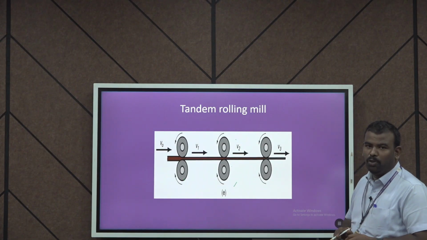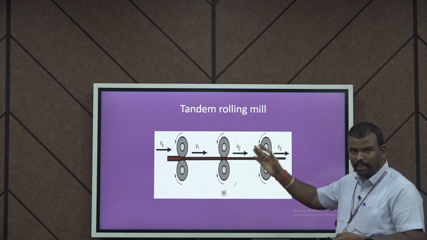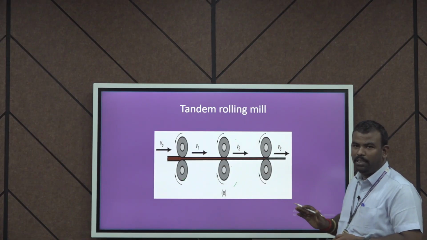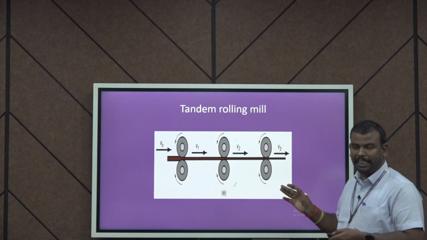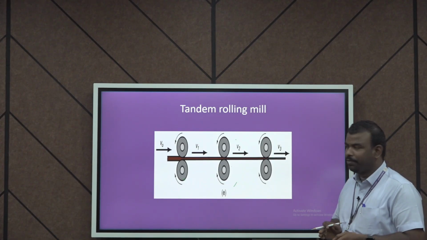Then the tandem rolling mill. Tandem rolling mill works continuously with 2-high rolling mills. It is used for producing round rods and square rods. It is mostly used in the steel industries.